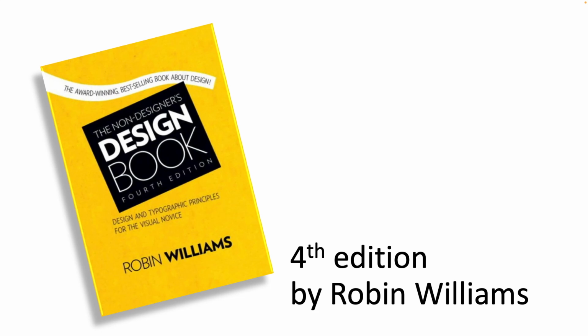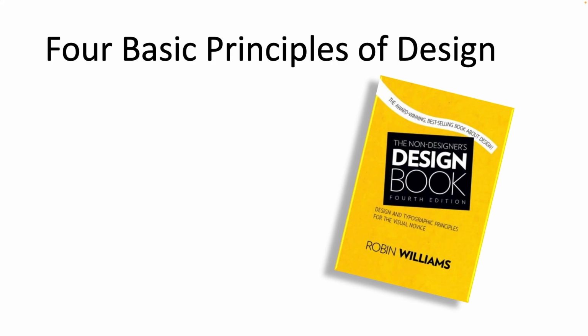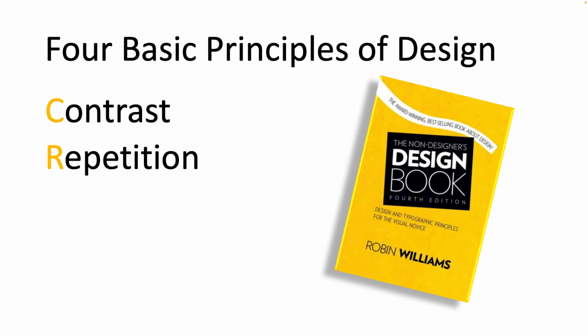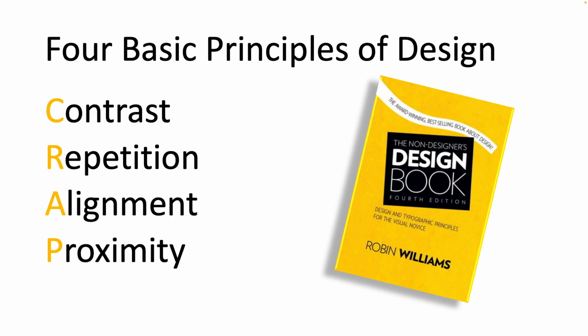The basis for this information is a book called The Non-Designer's Design Book by Robin Williams. If you're interested in learning more about this stuff, I would say definitely pick it up. It's a really nice, straightforward way of understanding the principles of design, which are contrast, repetition, alignment, and proximity. We're going to talk about each one, all right? And you're going to have to demonstrate that you understand it when you do your assignment. This is a pretty straightforward assignment. Usually people do well on it, but you have to follow directions to get all the points.